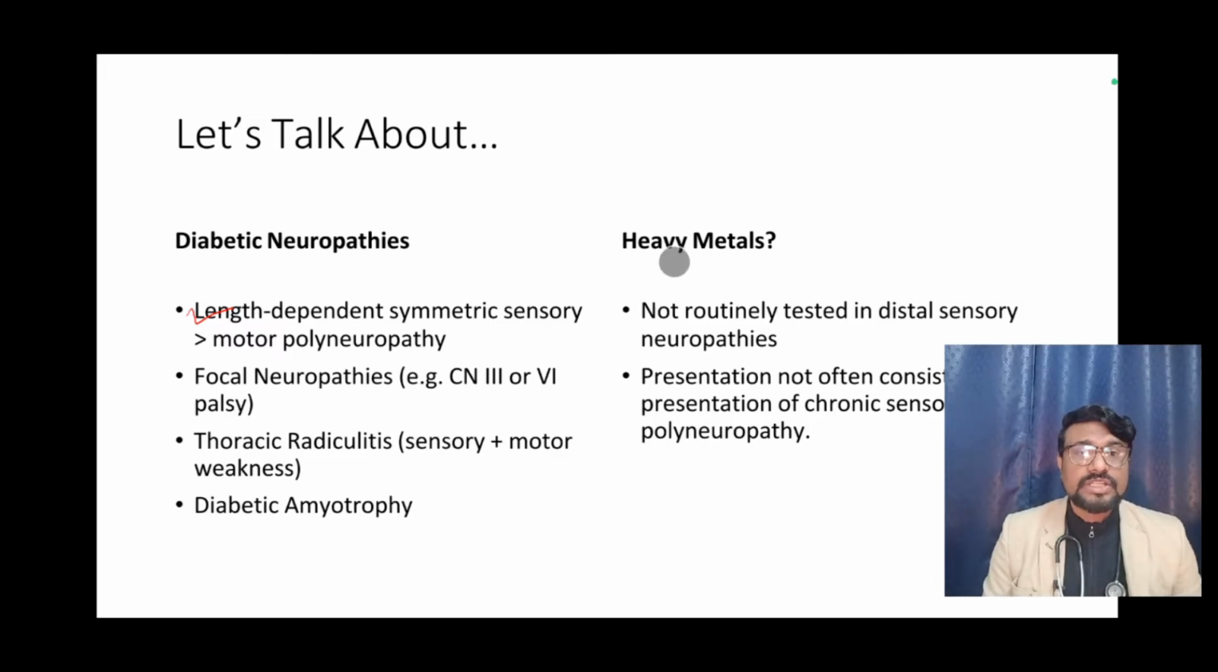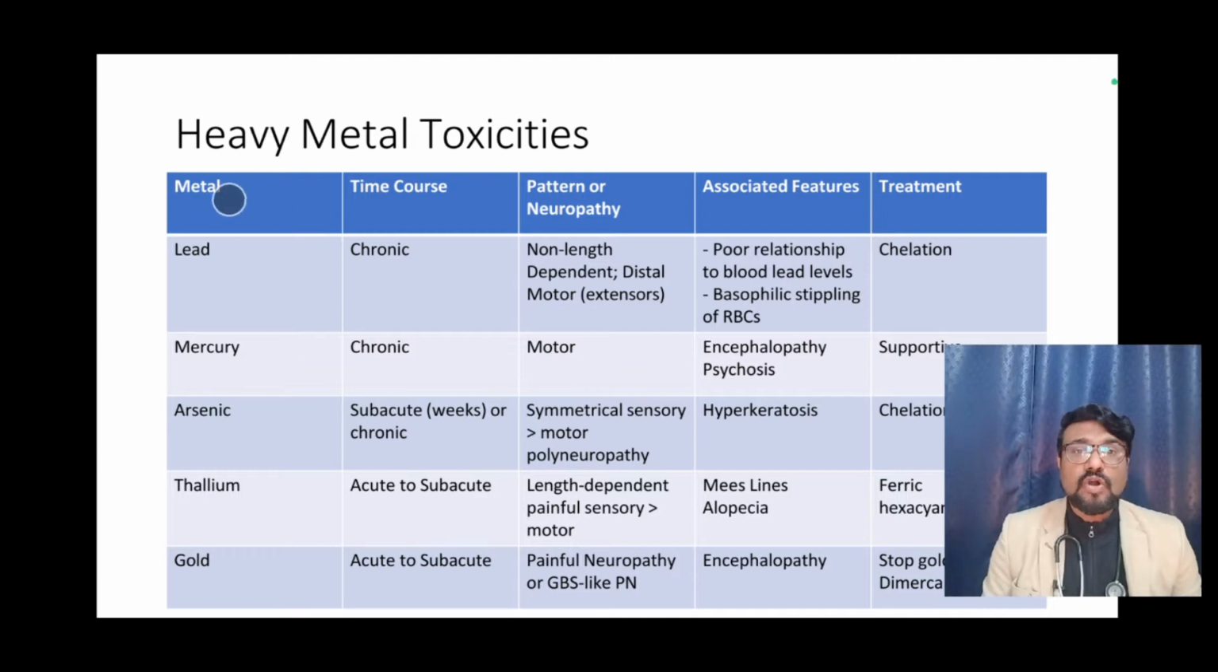Heavy metal intoxications are not routinely tested in distal sensory neuropathies, and the presentation is often consistent with chronic sensory neuropathies in heavy metal associated neuropathies. These are the common heavy metal intoxications that can lead to neuropathies. First one is lead, mercury, arsenic, thallium, and gold. So these are the common metals that can lead to neuropathies.